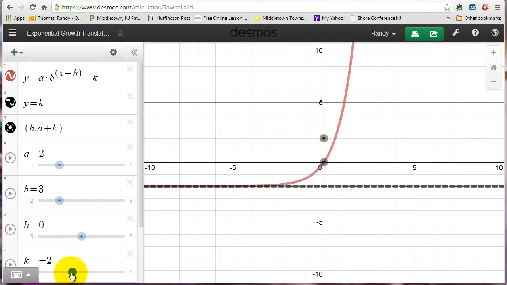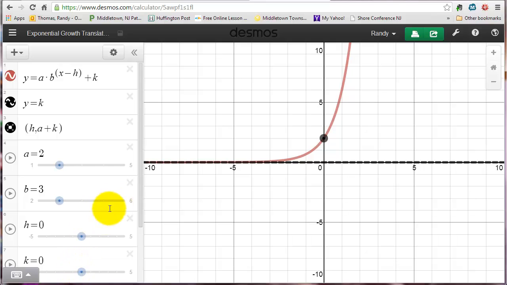Let's look at h. Remember, h causes right and left shifts. Now, h is a positive number here. If you look at the equation, this is going to be x minus 3. So in the equation, h operates opposite. So x minus 3, we've shifted 3 to the right. The h does not affect the floor, so the floor of the function stays, in this case, on the x-axis.